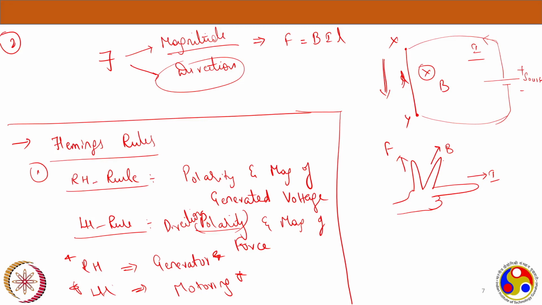And then we saw Fleming's left-hand rule, which is applied for the motoring operation, and it says that whenever a current carrying conductor is placed in a magnetic field, it will experience a force. Using this left-hand rule, we can find the direction of the force. So these are the basic laws, and I hope it is clear for you now which law is for which operation. It should be easy for you to relate.